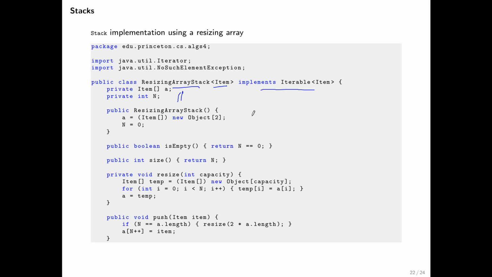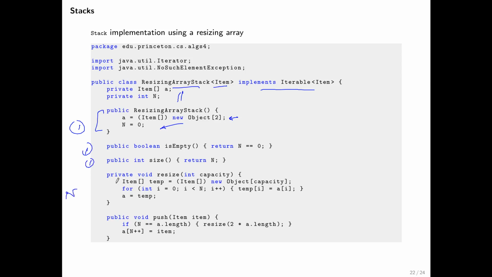And then in the constructor, we initialize A, we set up the array A as an array of size 2, and it's an array of generic items. And then we say that n is 0 to begin with, right? So this is a constant time operation. Is empty is trivial. We compare n versus 0. That's constant time. Size simply returns n. That's also constant time. Resize, we've seen before, it has a running time that is linear.